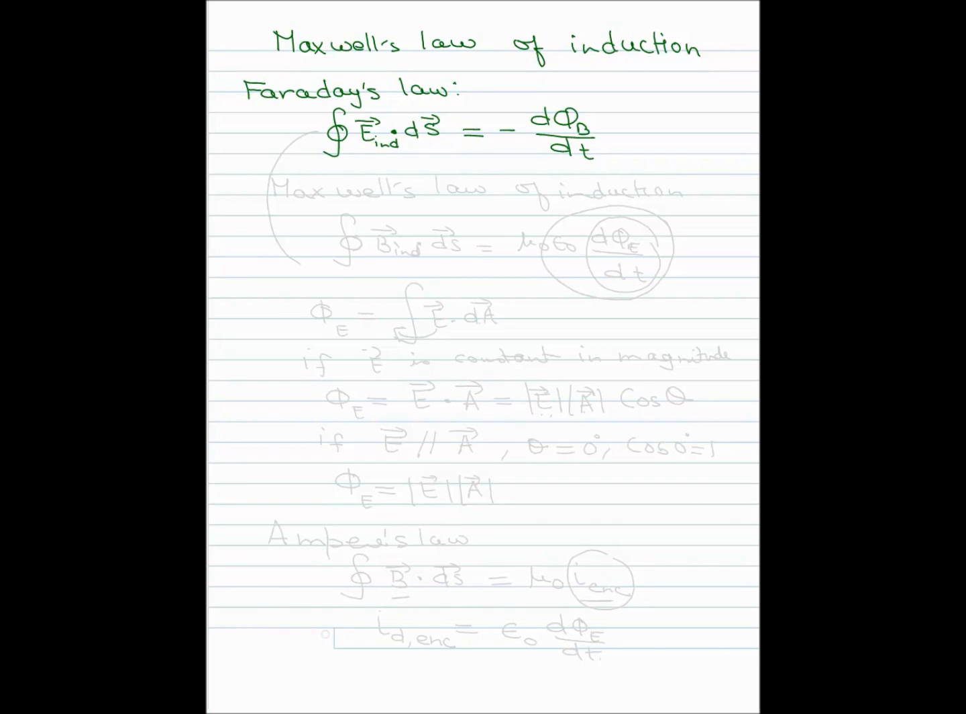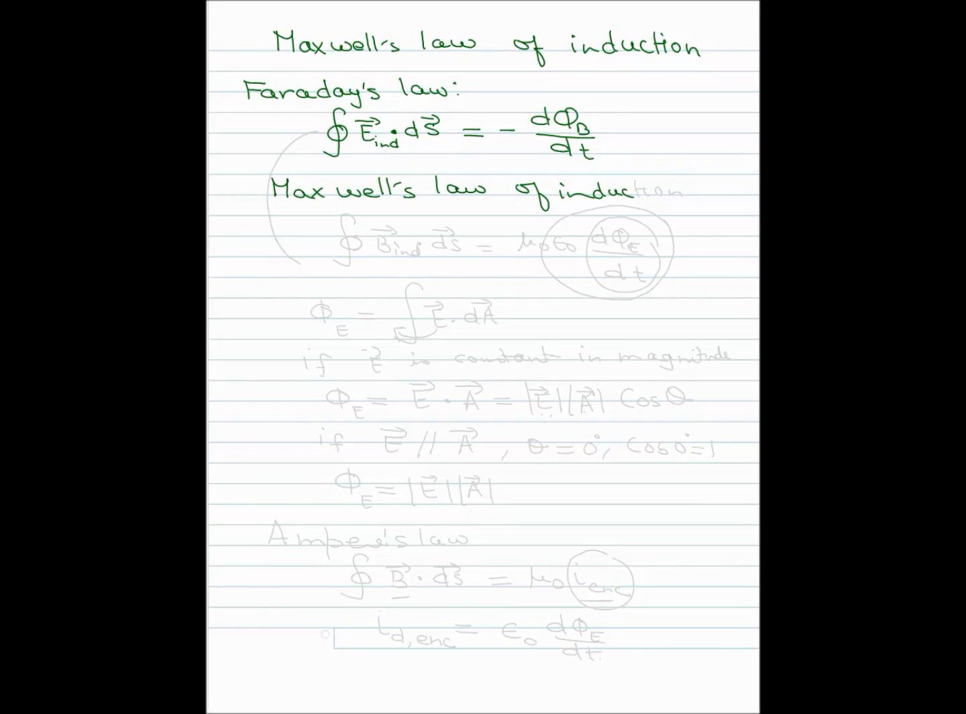Now, Maxwell said that if changing magnetic flux produces an induced electric field, then shouldn't an induced magnetic field be produced by changing electric flux? So in other words, he said changing electric flux should produce a magnetic field. And it turns out that Maxwell's idea was correct. And so this symmetry argument can actually be shown to be correct, and the law that actually summarizes it is called Maxwell's law of induction.